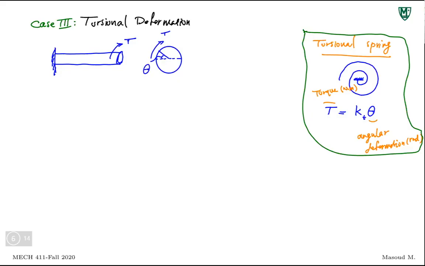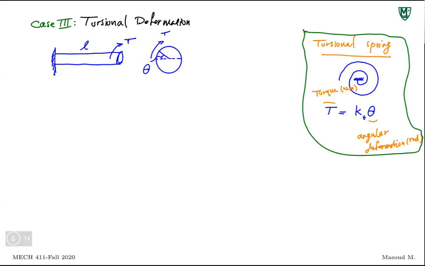So the shaft is under torque. Some torque is applied to it, and some angular deformation happens in that shaft. I represent it with theta. Does anyone remember the relationship between the angle of twist, as we're calling it, and the torque applied to this shaft? Let's say we also know the length of the shaft is L.